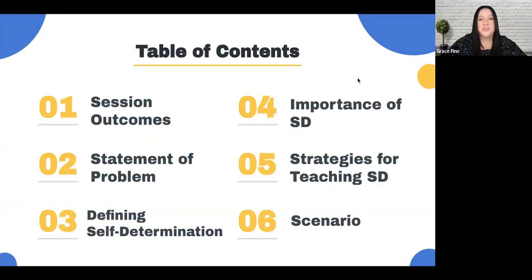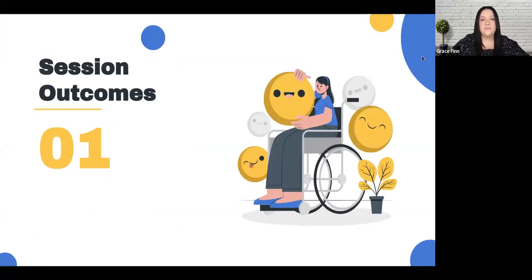So before we jump into our session, we wanted to give you an overview of how the session will progress today. We're going to look first at our session outcomes. We'll look at the statement of the problem. Why are we here today talking to you about self-determination? We'll define self-determination, we'll talk about the importance of it, and we'll outline some strategies for teaching self-determination, and then we'll present you with 2 scenarios so you can see how self-determination can be worked on in the classroom.